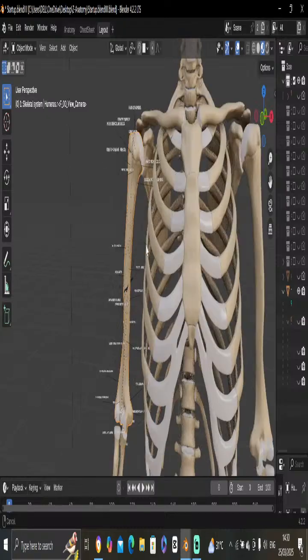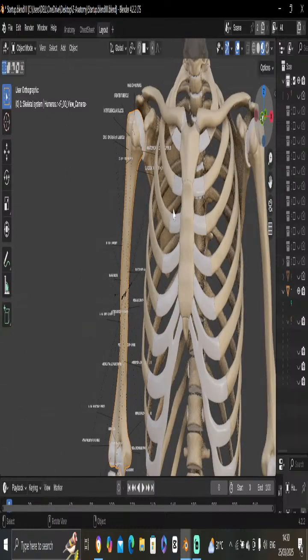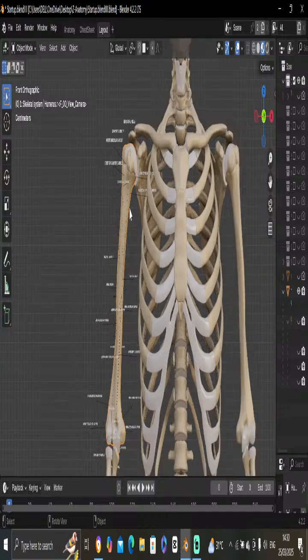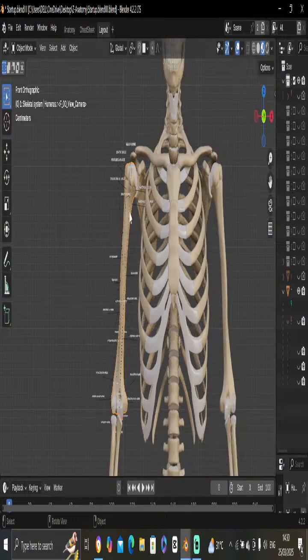Of course it's a long bone, and unlike the clavicle, which lies horizontally, it lies vertically in the arm. We can see it extends from the shoulder joint over here.